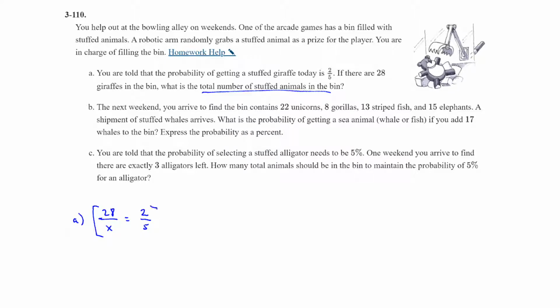Once again, you can cross multiply if you've learned that method, or you can just multiply by 5x. And when you do that, the x ends up canceling. You get 5 times 28. And 5 times 28 is 140. So 140 is equal to, and then this would just be 2x. So when you divide, you get x equals 70. So what does the 70 mean? That means there are 70 total stuffed animals in the bin.